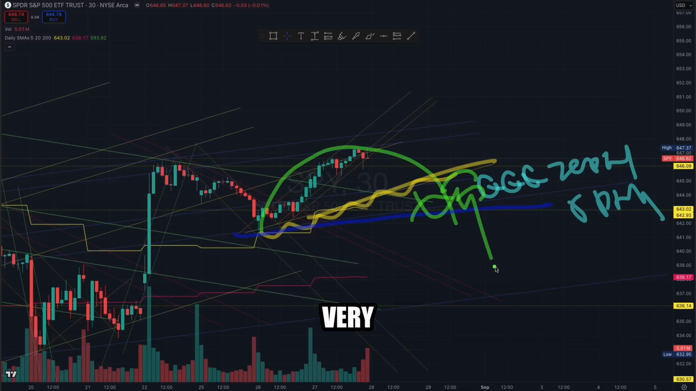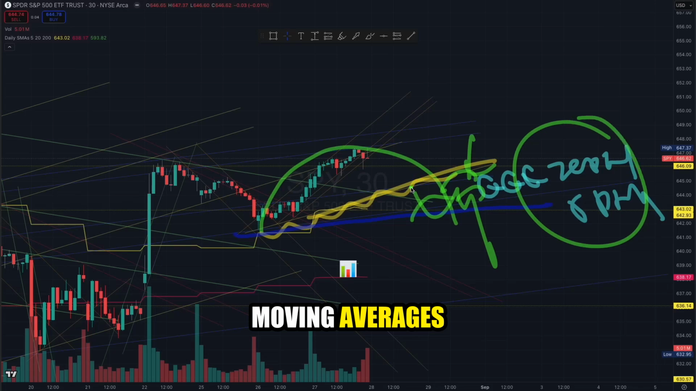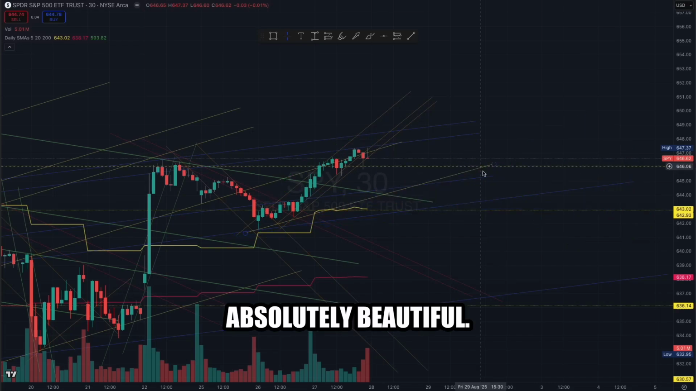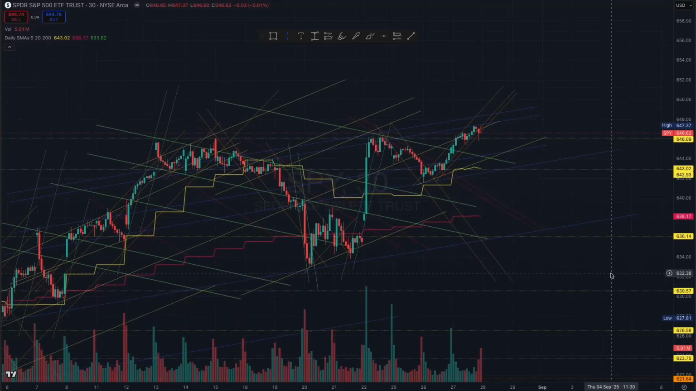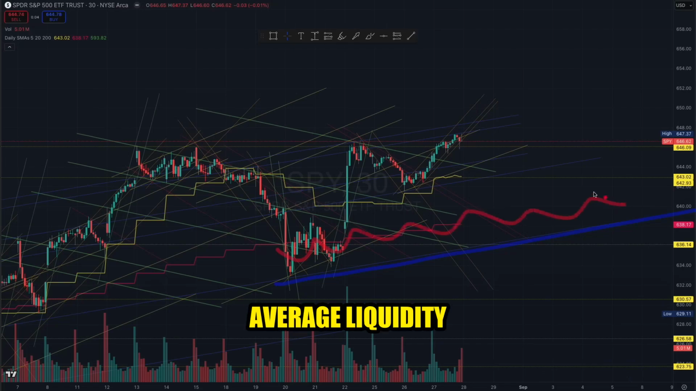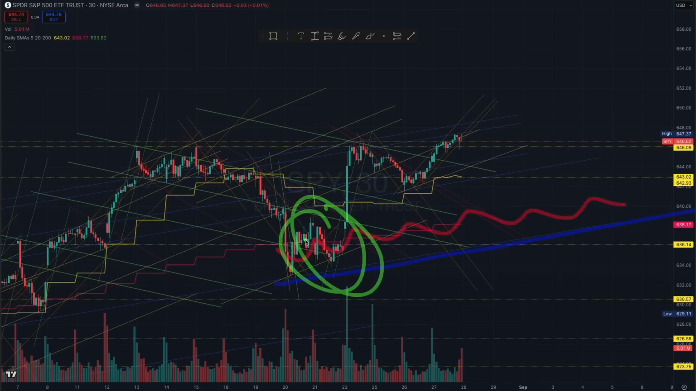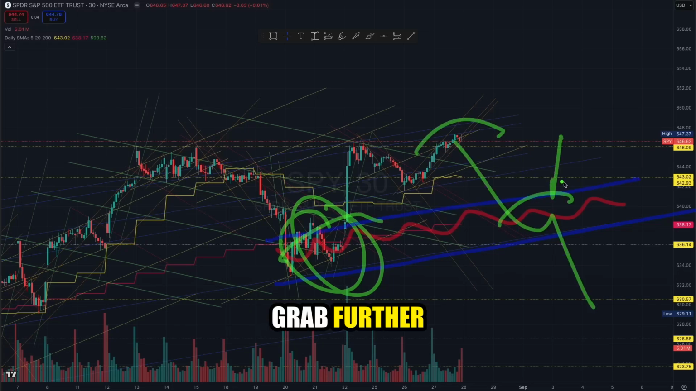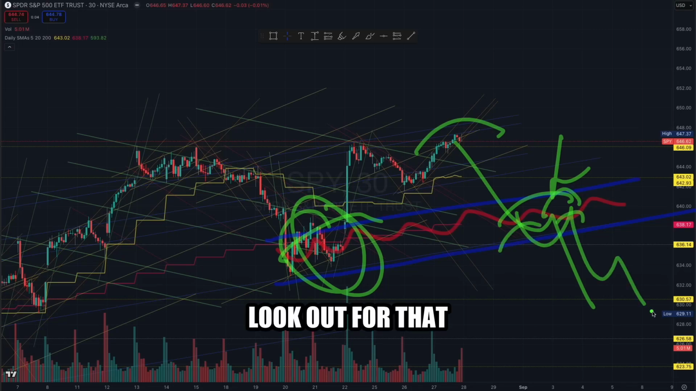You will see a very beautiful structure on the way down here, where the moving averages will have already turned into some sort of resistance in the structure and grabbing the liquidity there. Absolutely beautiful. Don't forget the large dump, if it happens, must happen where the 20-day moving average liquidity is right here. Very importantly, you look out for that. If the market wants to grab further liquidity down, look out for that here.